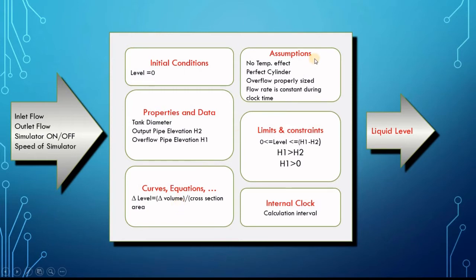Now, if you look at the assumptions, one of the assumptions I said is, okay, in our case, no temperature effect. It's a perfect cylinder, so there is no change in the diameter with the elevation. The overflow pipe is properly sized. And the flow rate is constant during the clock time. The limits and constraints here are your level, the elevation of the inlet, sorry, the outlet and the overflow, and the end result is your level.